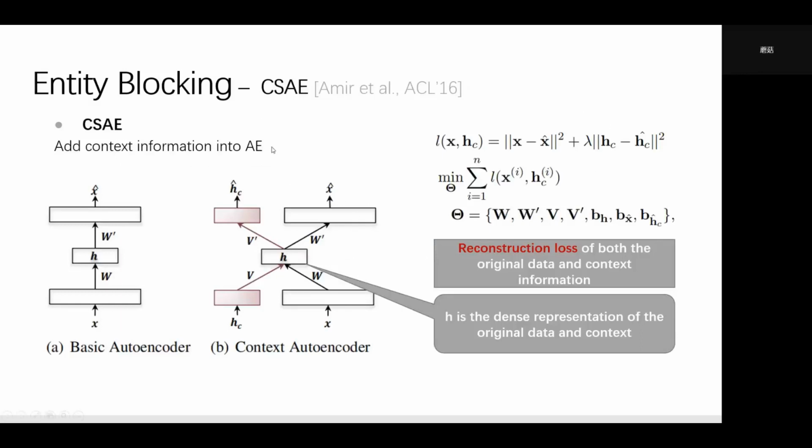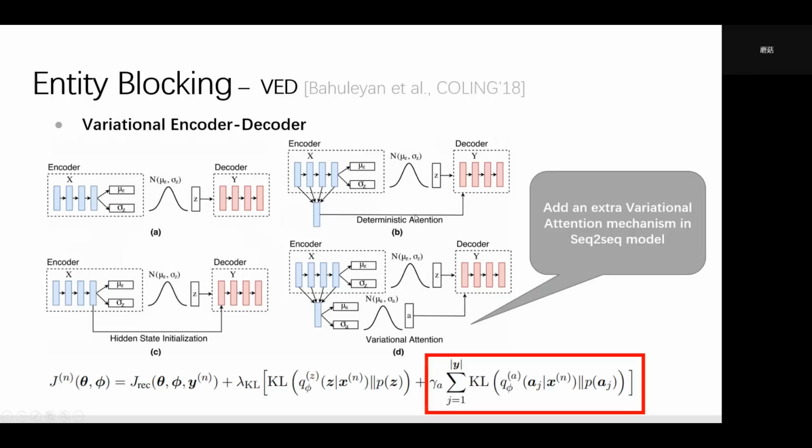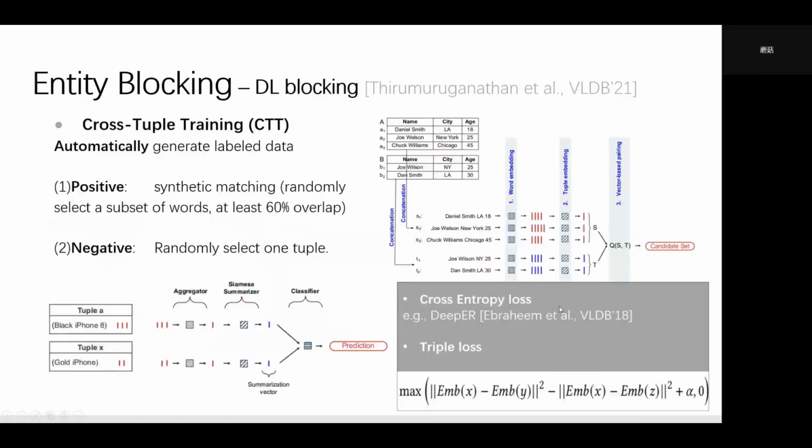Let's go back to the DER blocking. The next strategy is cross-tuple training, CTT for short. The main idea is to automatically generate labeled data. For positive pairs, the tuples' word overlap should be at least 60%. For negative pairs, we randomly select one tuple from the dataset for a given tuple, and that tuple pair is considered negative.